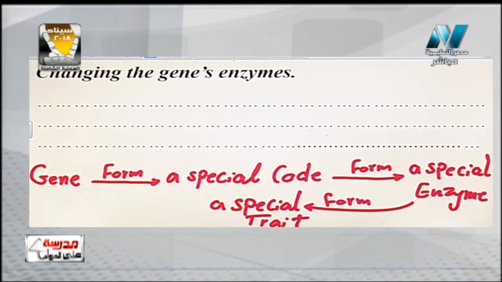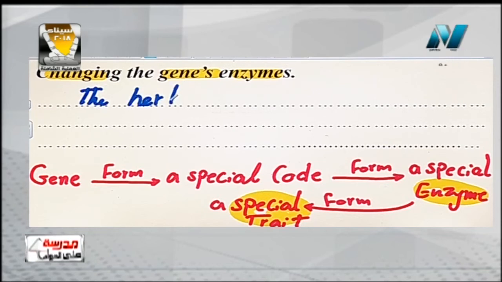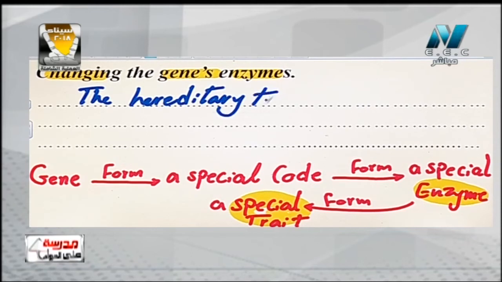So in this question, the question says the changing of the gene's enzyme. If the enzyme changes, the trait will change. If we remember these relations between the gene and the trait, we can remember what happens if there is a change in the gene's enzyme: also the hereditary trait will change.